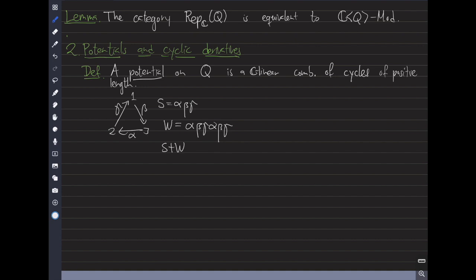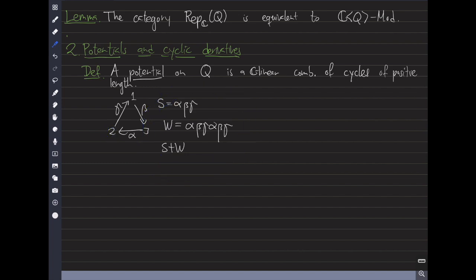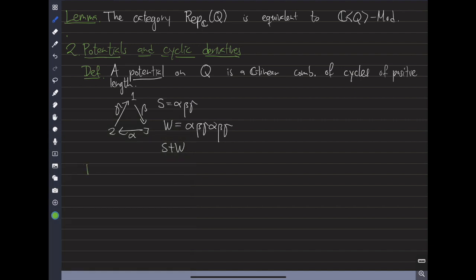right? Also, if you think about this, not all my potentials, but the potentials I've written down, they all begin and end at 2. But of course, that's not a requirement. Beta gamma alpha is another potential, and then beta gamma alpha plus this W is another potential. In other words, for cyclic paths there is no constraint on where they start and end. Okay, and the point of a potential is that it has cyclic derivatives.